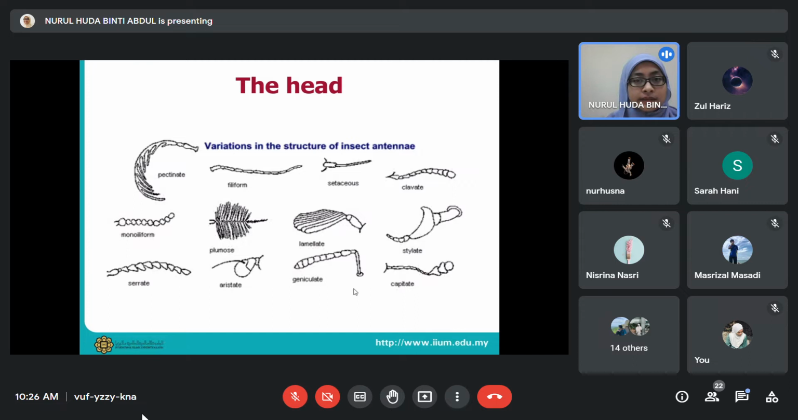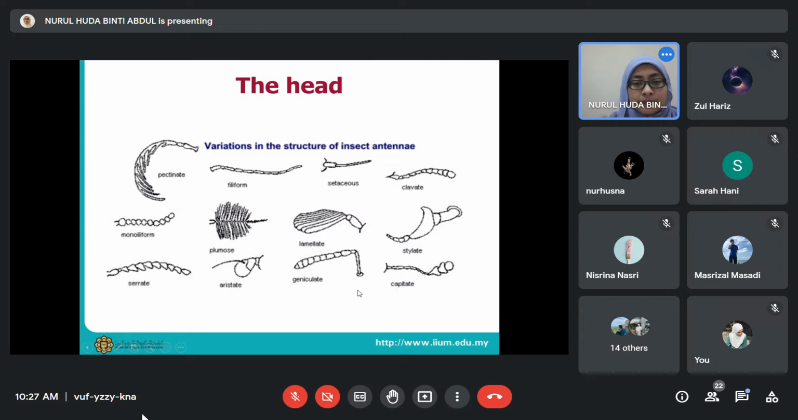Okay, here is the variation of the structure of the insect antenna. So there are many types of antenna. Why we have to learn about the antenna is because this is the main characteristic for their identification. So not all insects share similar antenna. Okay, they have pectinate, filiform, setaceous, clavate, plumose, lamellate, stylate, and many others. This is some of the example.